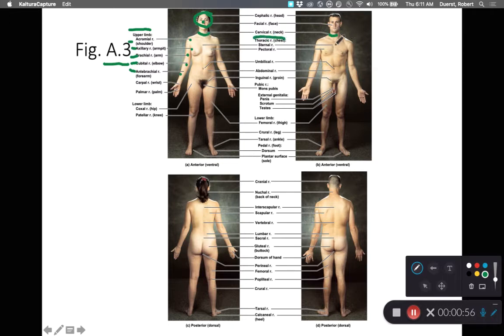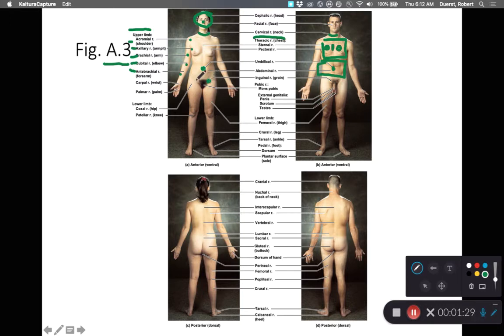When we look at thoracic, thoracic refers to the entire chest, but within that entire chest area or thoracic region, we have the sternal area directly over the sternum, and then we have the pectoral areas over the pecs or pectoral muscles. The umbilical region or area refers to the navel or belly button. Abdominal refers to the entire abdominal pelvic area, the entire abdomen.